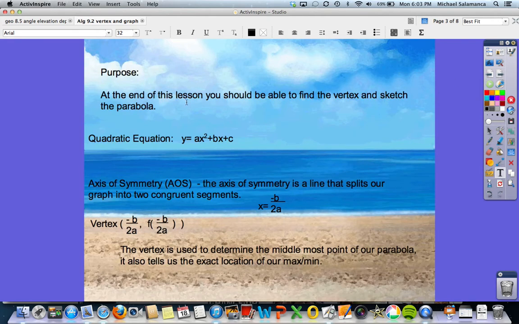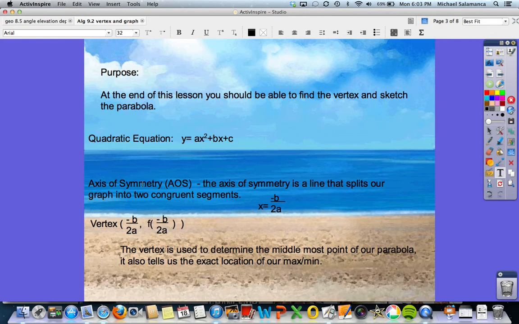So at the end of this lesson, you should be able to find the vertex and sketch the parabola. So a couple things you need to know first. First of all, we're going to introduce the quadratic equation to you. Now the quadratic equation is y equals ax squared plus bx plus c, where a is a non-zero number.